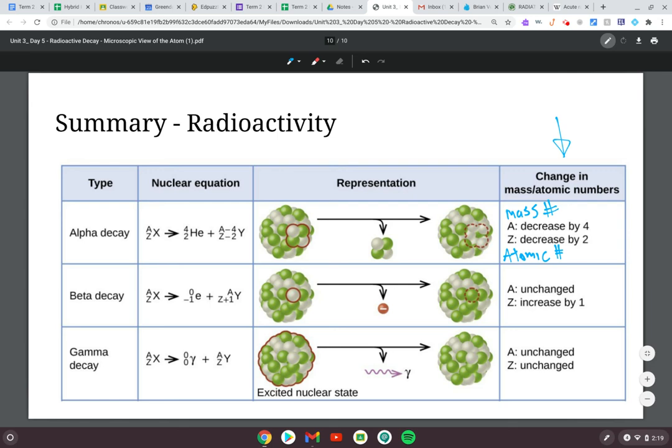So that kind of makes you a little itchy because you kind of forgot. Sometimes mass number is known as A, and sometimes atomic number is known as Z.